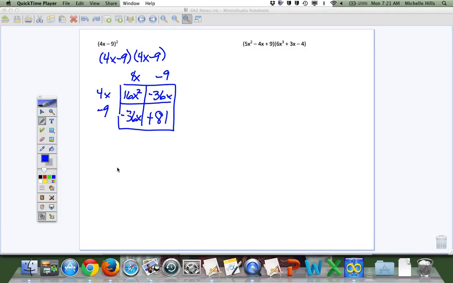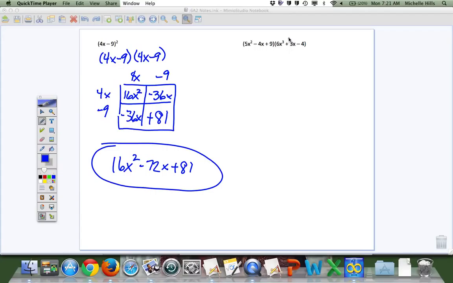Now I'm going to combine my like terms, so I have a 16x squared. I was 36 x's in the negative, and then I lost 36 more x's, so I'm 72 x's in the hole by the time I'm done, and then I've got my constant, my plus 81, out at the end.